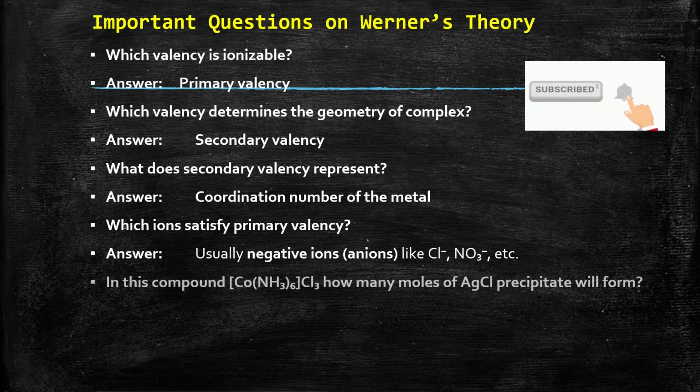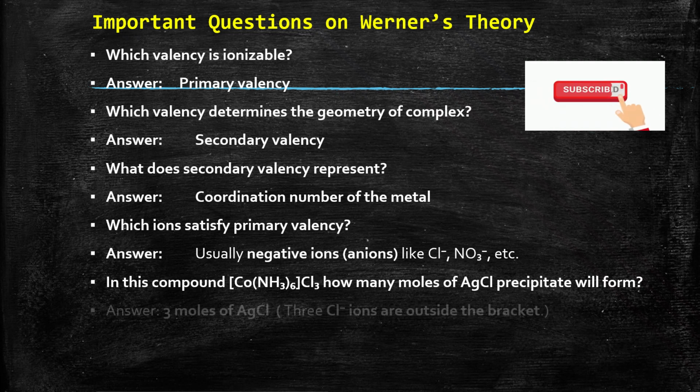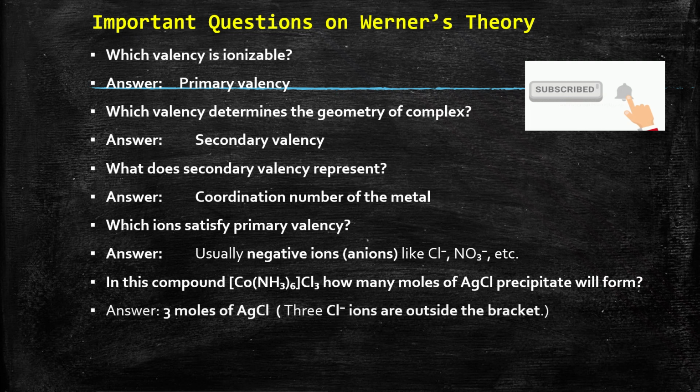Now see the next question. In this compound, how many moles of AgCl precipitate will form? Here, how many primary valencies are there? Based on that, 3 moles of AgCl are precipitated.